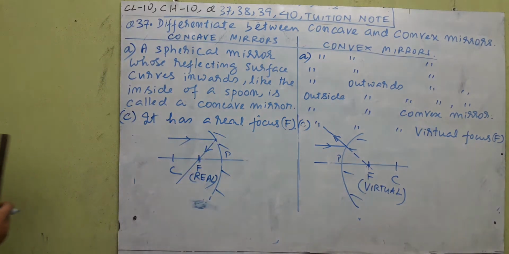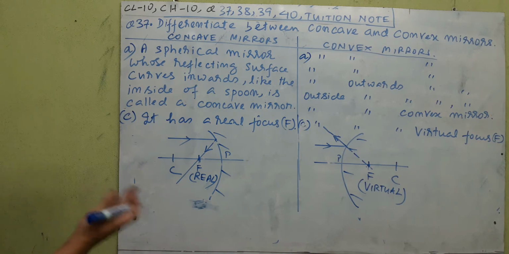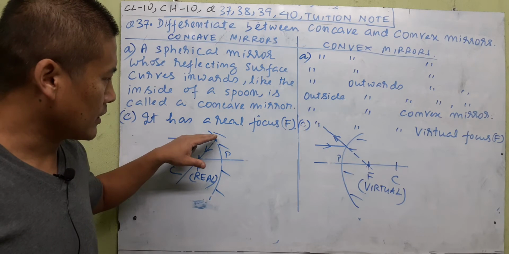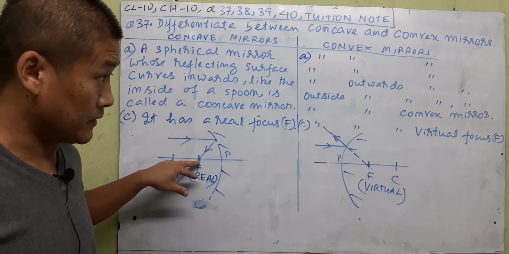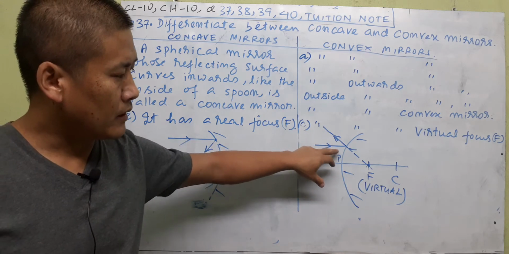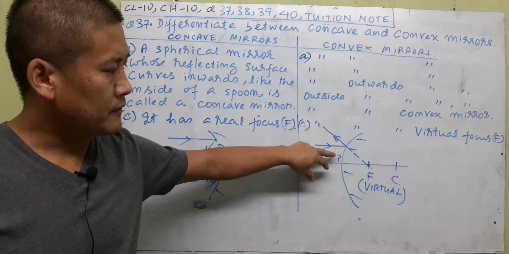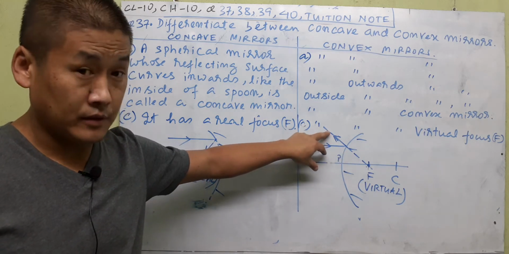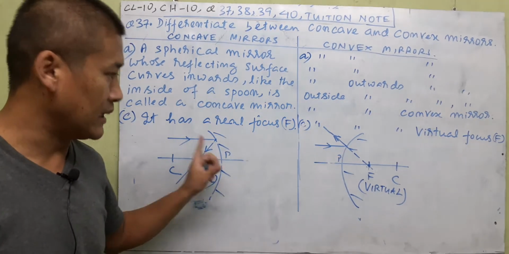Okay, so if a question comes saying why concave has a real focus, you can say parallel incident rays actually pass through the focus after reflection. Why convex has virtual focus? Because a ray parallel to principal axis looks as if it is coming from the focus after reflection, as if. And here really that's the difference.